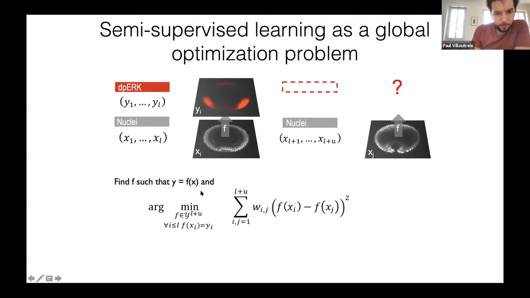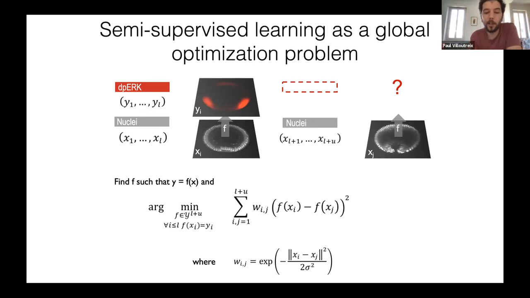What we did was to translate this biological assumption, that similar patterns of morphology lead to similar patterns of gene expression, in this way. We first defined Wij, which is a measure of similarity between images. Wij will be a kernel on the images, written as exponential of minus xi minus xj. Here xi and xj are two images of nuclei, and we compare how close they are. The closer they are, the bigger this value is. So Wij will be very big if the images are very similar, and very low if the images are very different.